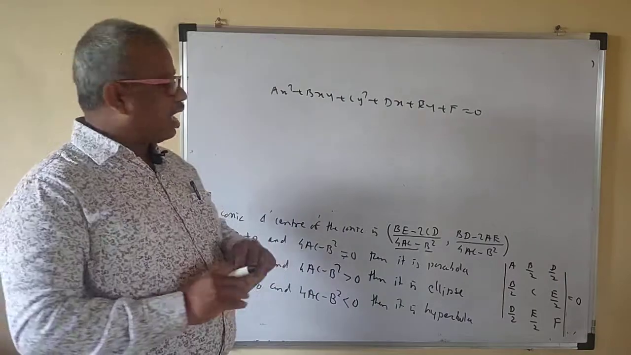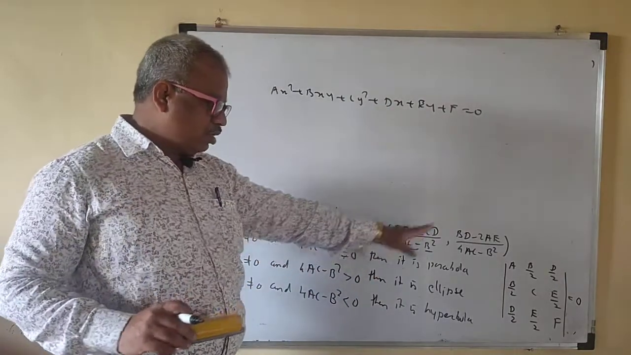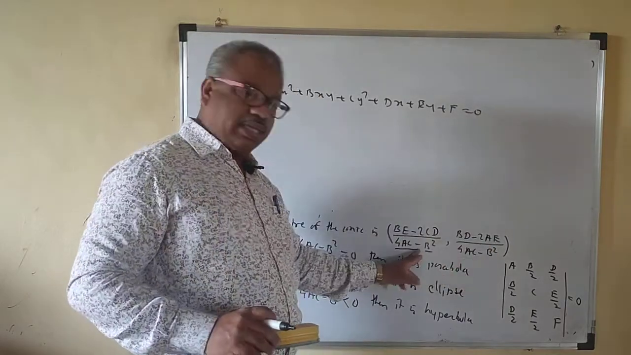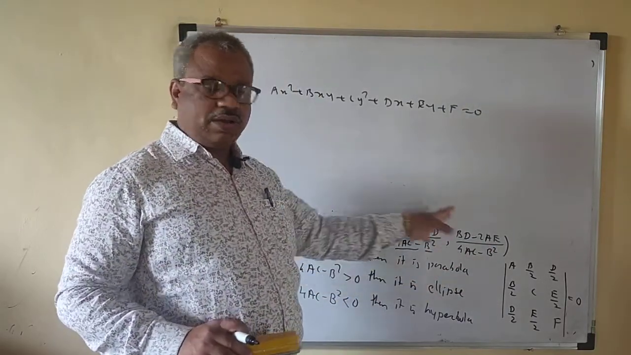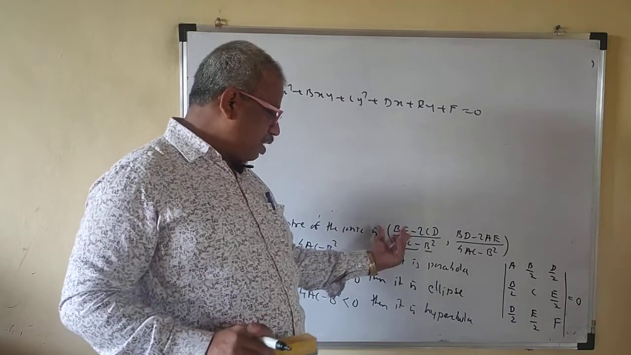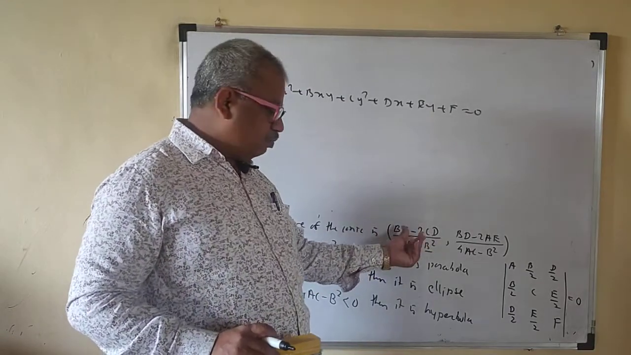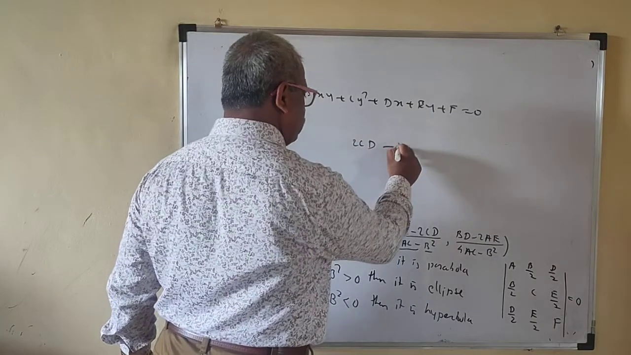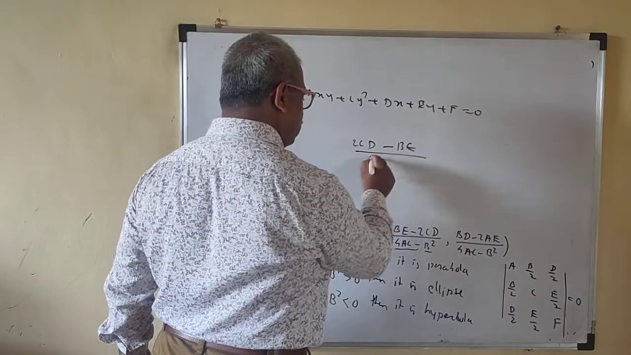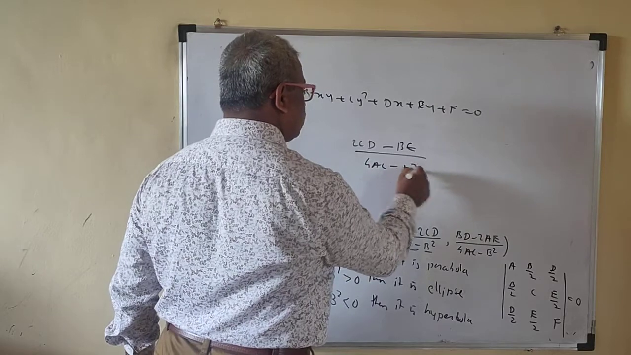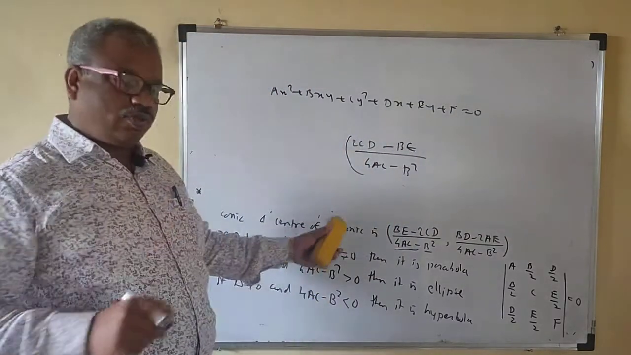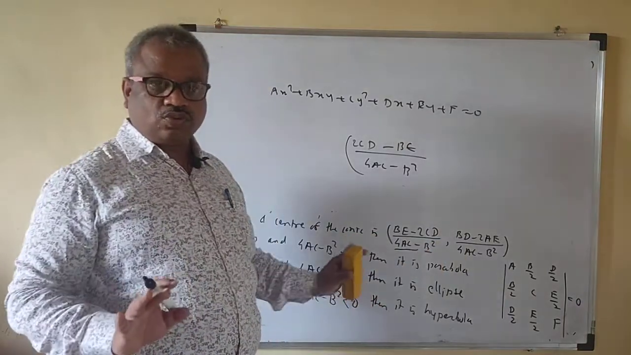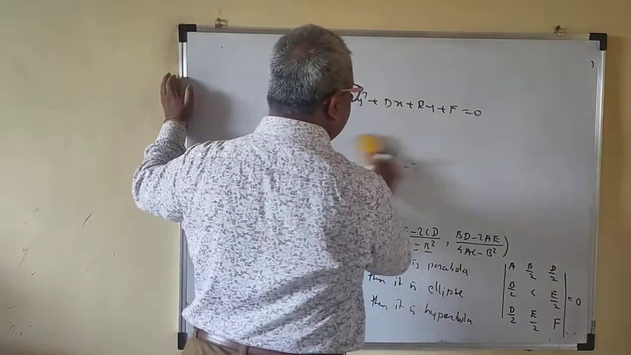If they ask for the center of this conic, they may give a plus here, a minus there, changing the signs. They may write twice cD minus b upon 4ac minus b square, something like this. They will do it like this, so you have to choose the correct option. So remember this to choose the correct option, the coordinates of the center of the conic.